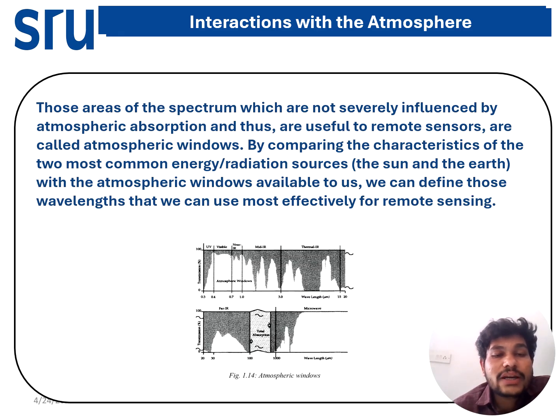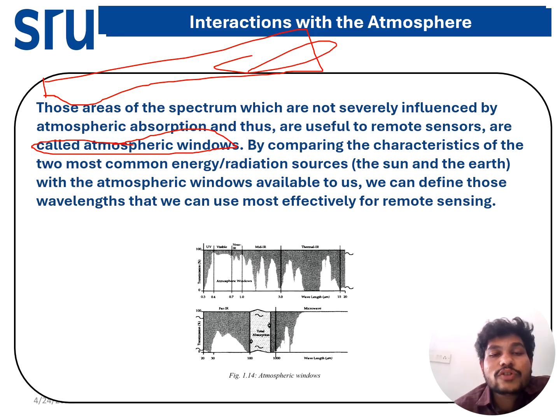The area of the spectrum which is not severely influenced by atmospheric absorption, and that is used for remote sensing, is called the atmospheric window. So atmospheric window means the radiation that remains after the absorption. Some radiation will interact with the atmosphere, and some will not interact. It will go directly to the earth surface, and that radiation is called atmospheric window.